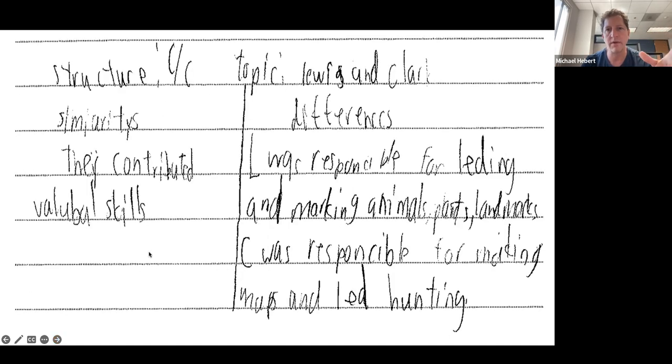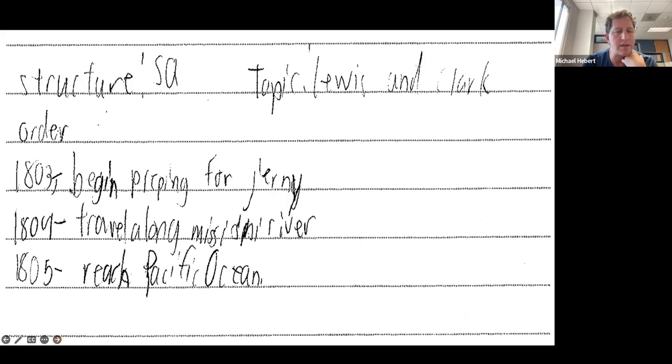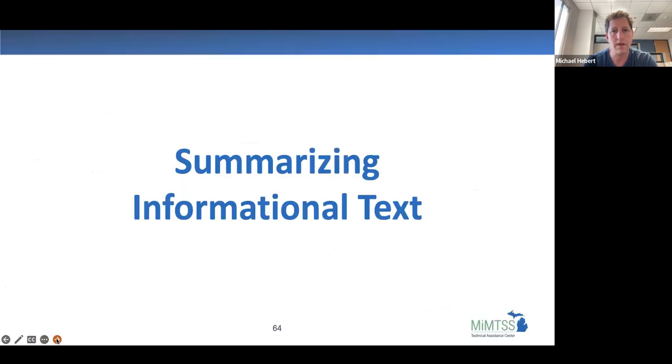The reason that we had both of these guys, that they had different skills, can really help them understand the roles that these guys played, and then the timeline, when did this happen, right? By focusing on the text structure, these kids can get a really broad understanding of what the author was trying to convey to them, right? So moving on, we can look at summarizing informational text as well.